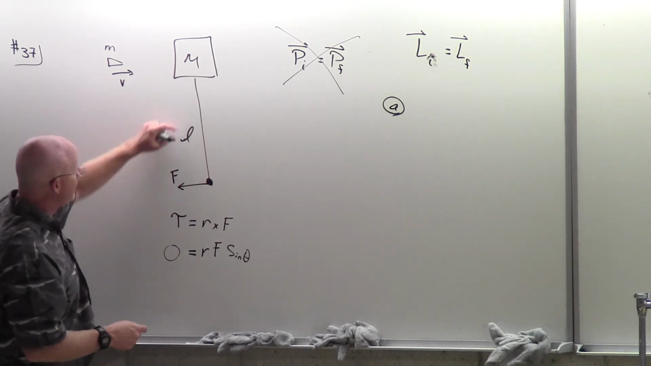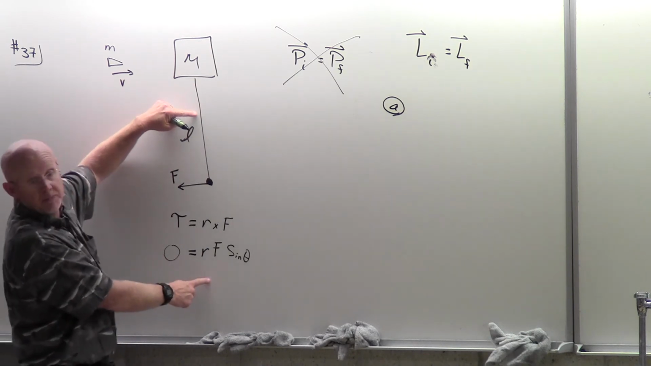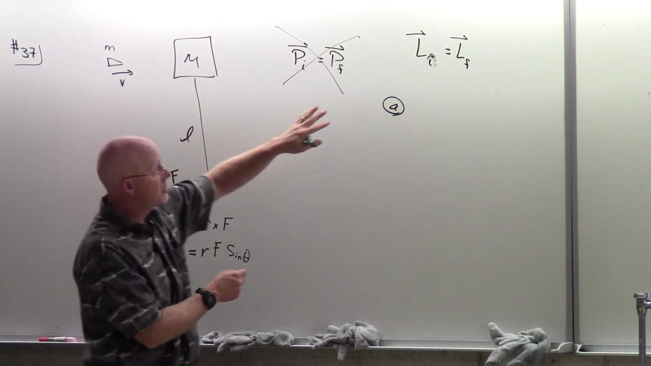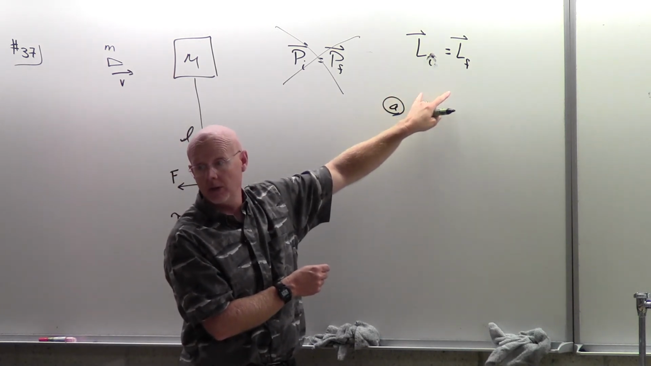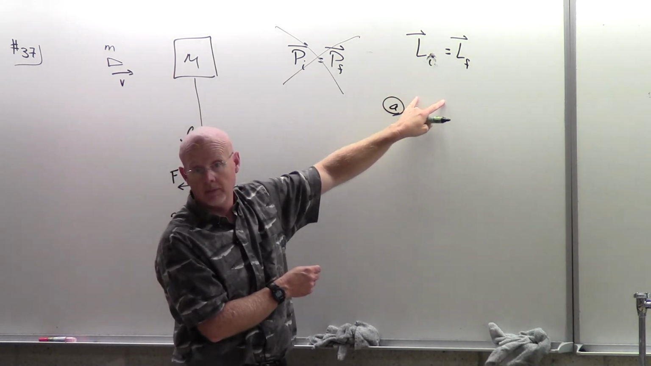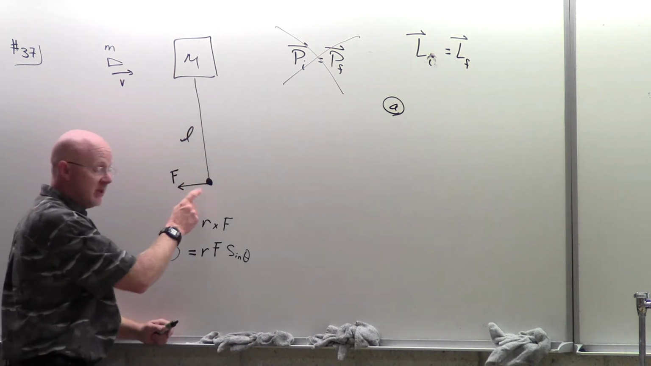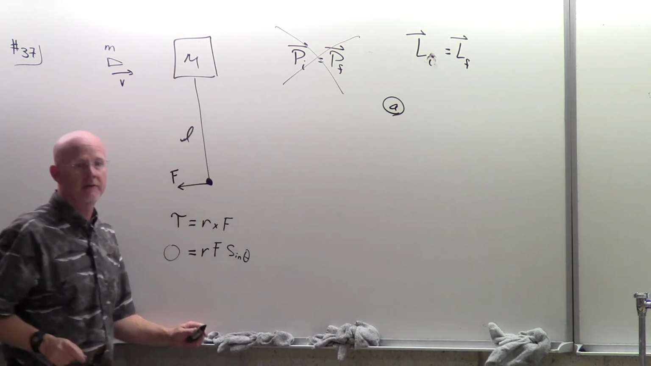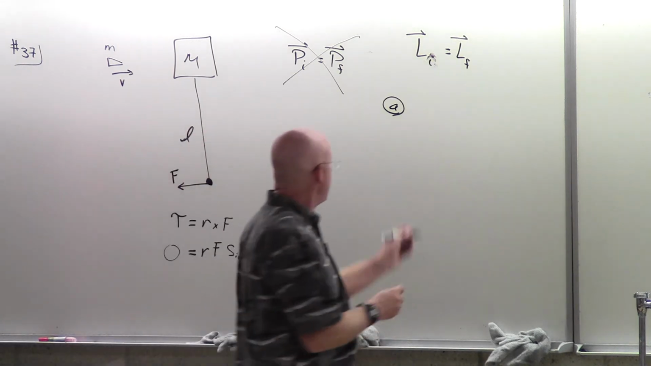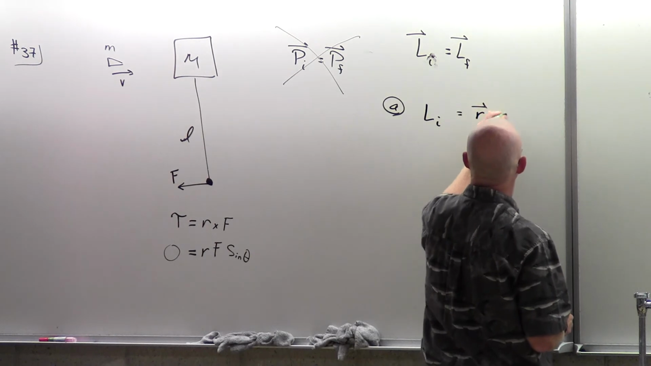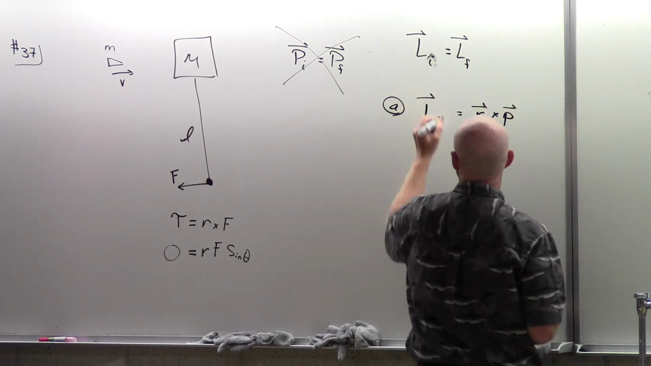If I were to use another point like here, then the torque wouldn't be 0, and I could not use conservation of angular momentum. I'd be kind of stuck there. But fortunately, using that point, I can use conservation. So I will do that and ask, what is the angular momentum?